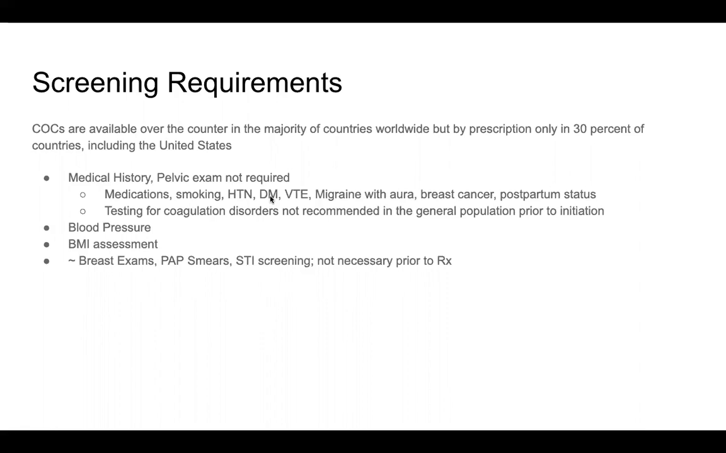You don't actually have to do a pelvic exam. You just need to know the medications they're taking, whether or not they have been a smoker, any high blood pressure, diabetes, any sort of blood clots, migraines with aura, breast cancer status, and postpartum status. Those are really the big things you need to know. It's also not routinely recommended to test for coagulation disorders prior to starting someone on a combined oral contraceptive. If they've never had an issue with clotting before, you don't need to test them, or the general population, before starting.